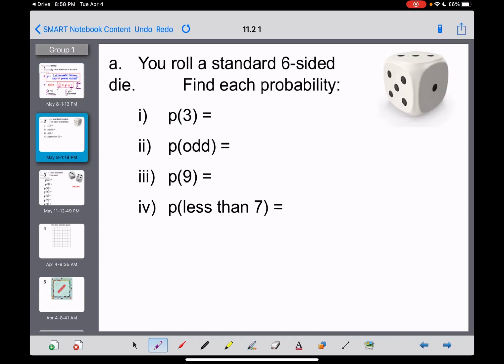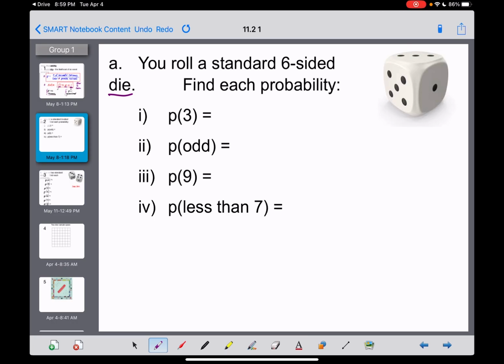So let's do some real simple probability stuff here, guys. You're going to roll a standard six-sided die. Now, when most people see this picture over here, they think of the word dice, but I'm going to remind everybody the word dice is actually plural. One of them all by itself is called a die, which is a little bit weird, but okay, that's what that means. And we're going to find each probability. So 4 questions for you here, guys.